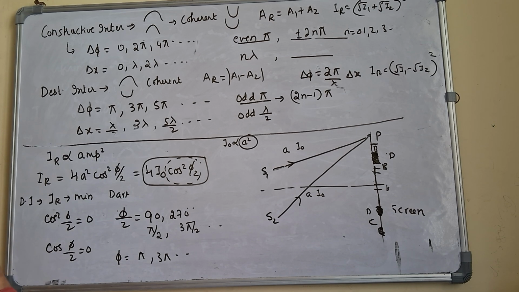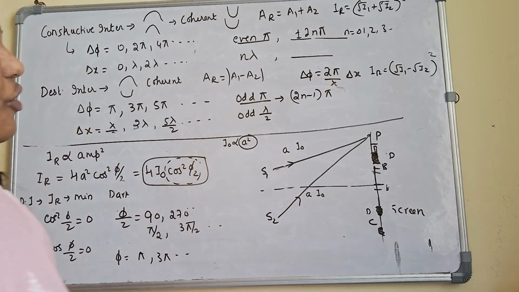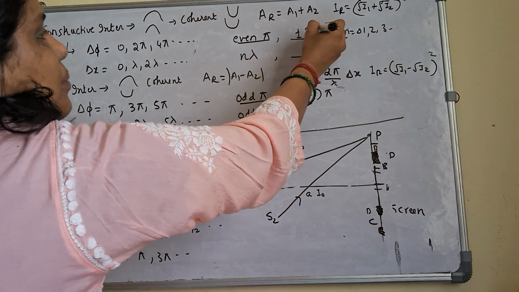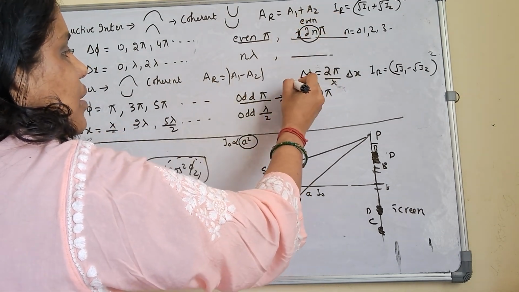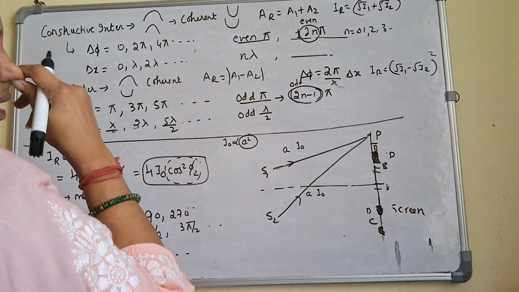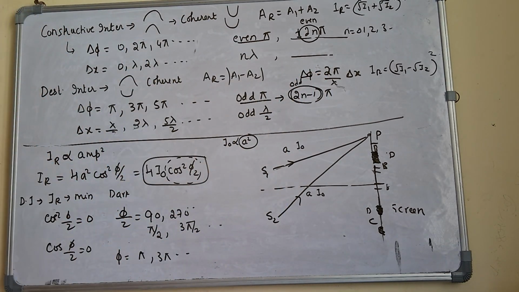Path difference is odd lambda by 2, or odd numbers. You know 2n is nothing but even. I think this is the easiest way. This is an even number, 2n minus 1 is your odd number. Plus 1 is also odd, but you will not get the previous value. Getting it? That's the reason you will write it this way.